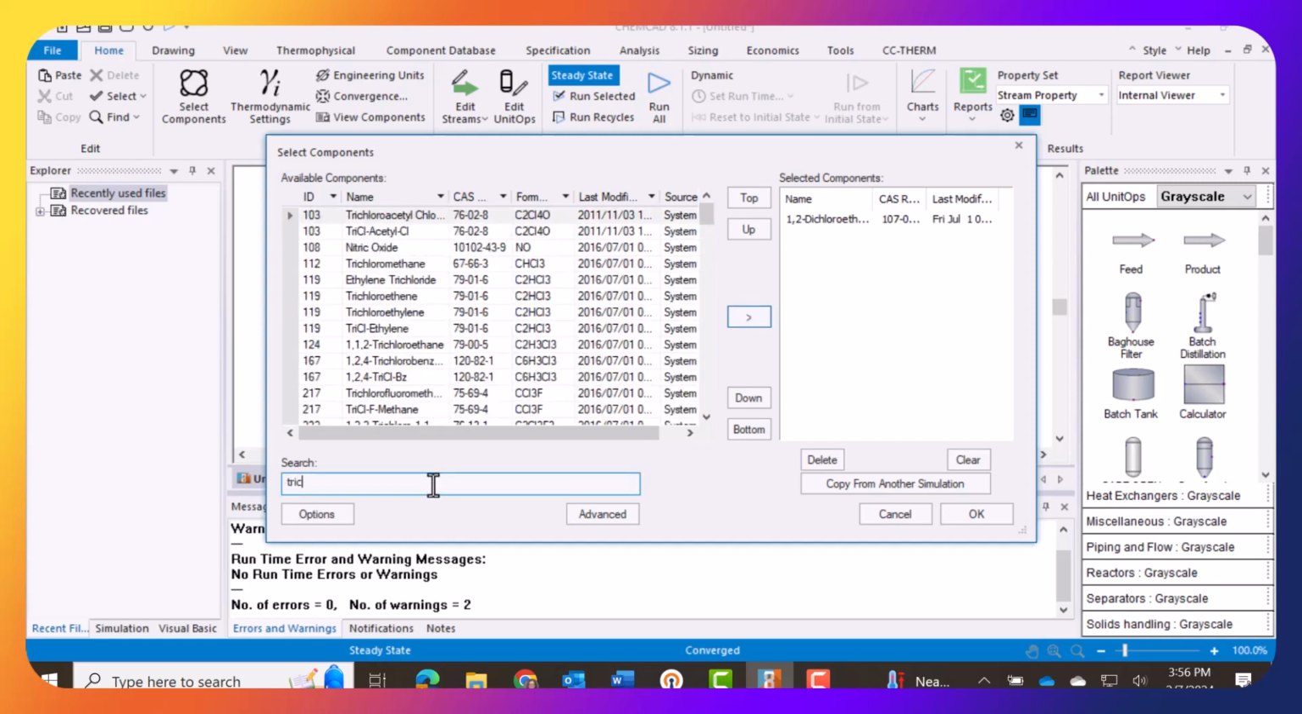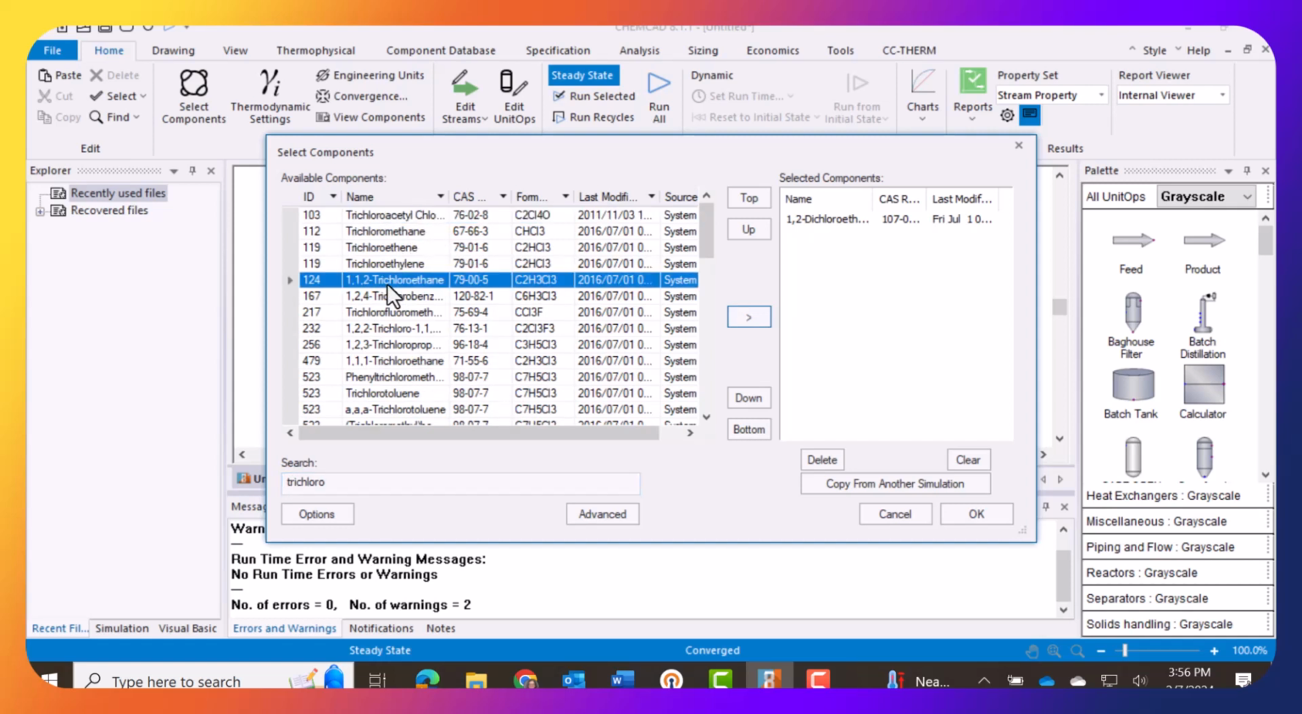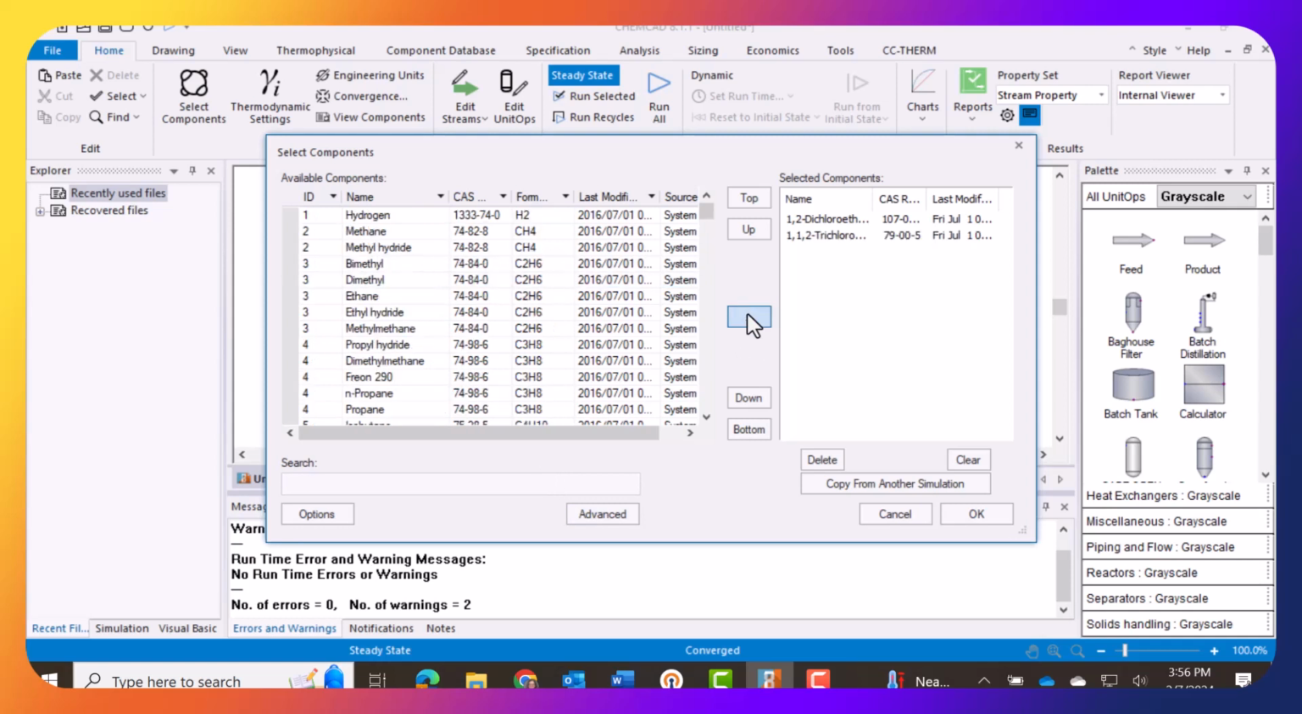And trichloroethane, I want 1,1,2. Be sure you get the 1,1,2. Don't go for the plain one up here because that'll be a mixture and will have incorrect properties. So I've added those two. We're just doing a binary system, so that's all I need.